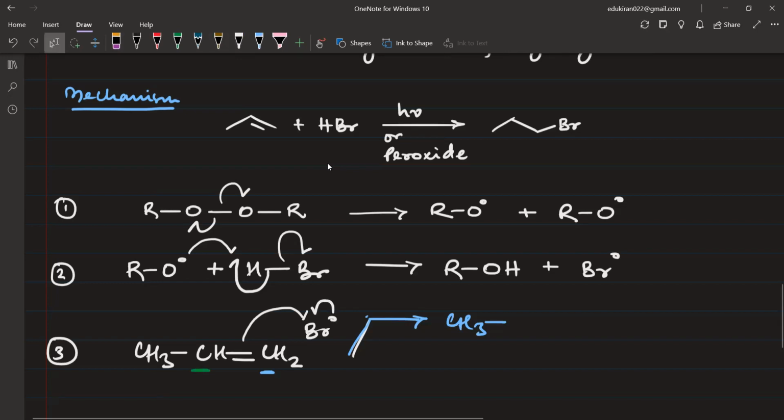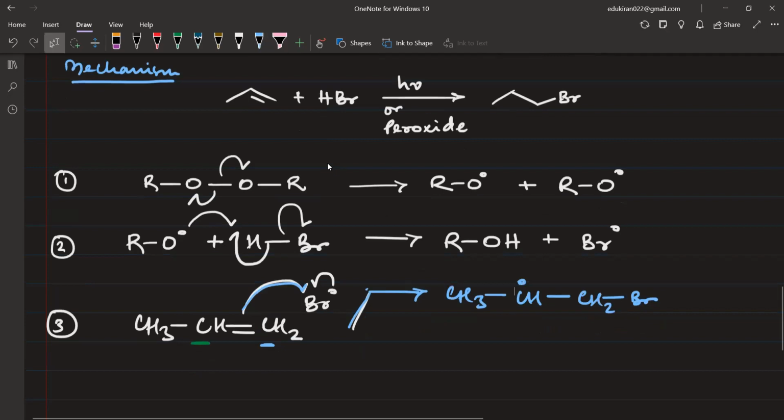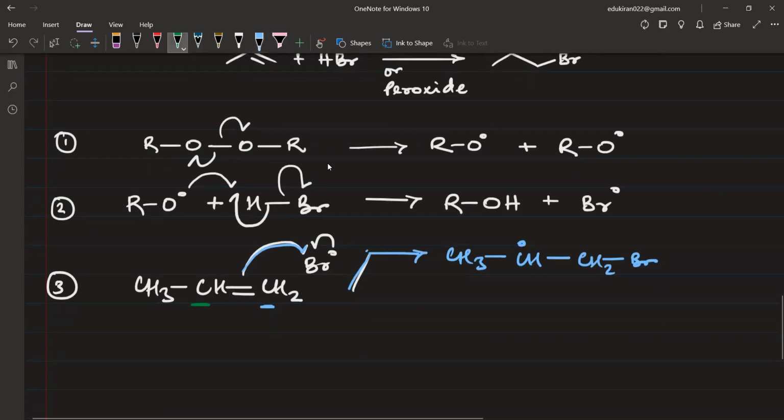I'll get CH3, CH, single bond, because this double bond has been broken, CH2 and Br. Now, you can see that this double bond is using only one of its electrons, as you can see from this particular arrow. It is a fishhook arrow, a single headed arrow, right? So we'll have one electron left on this carbon atom. This is one of my products that we can form.